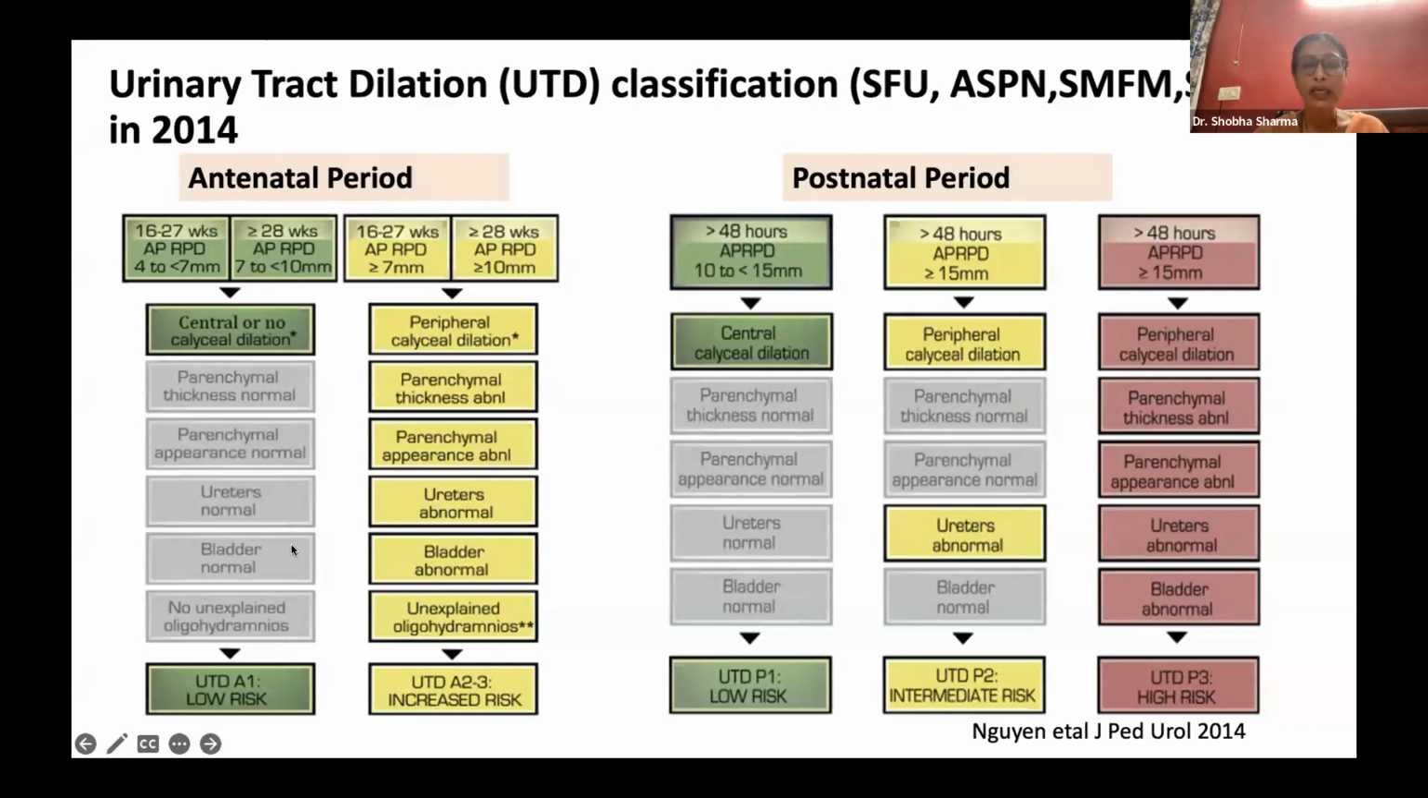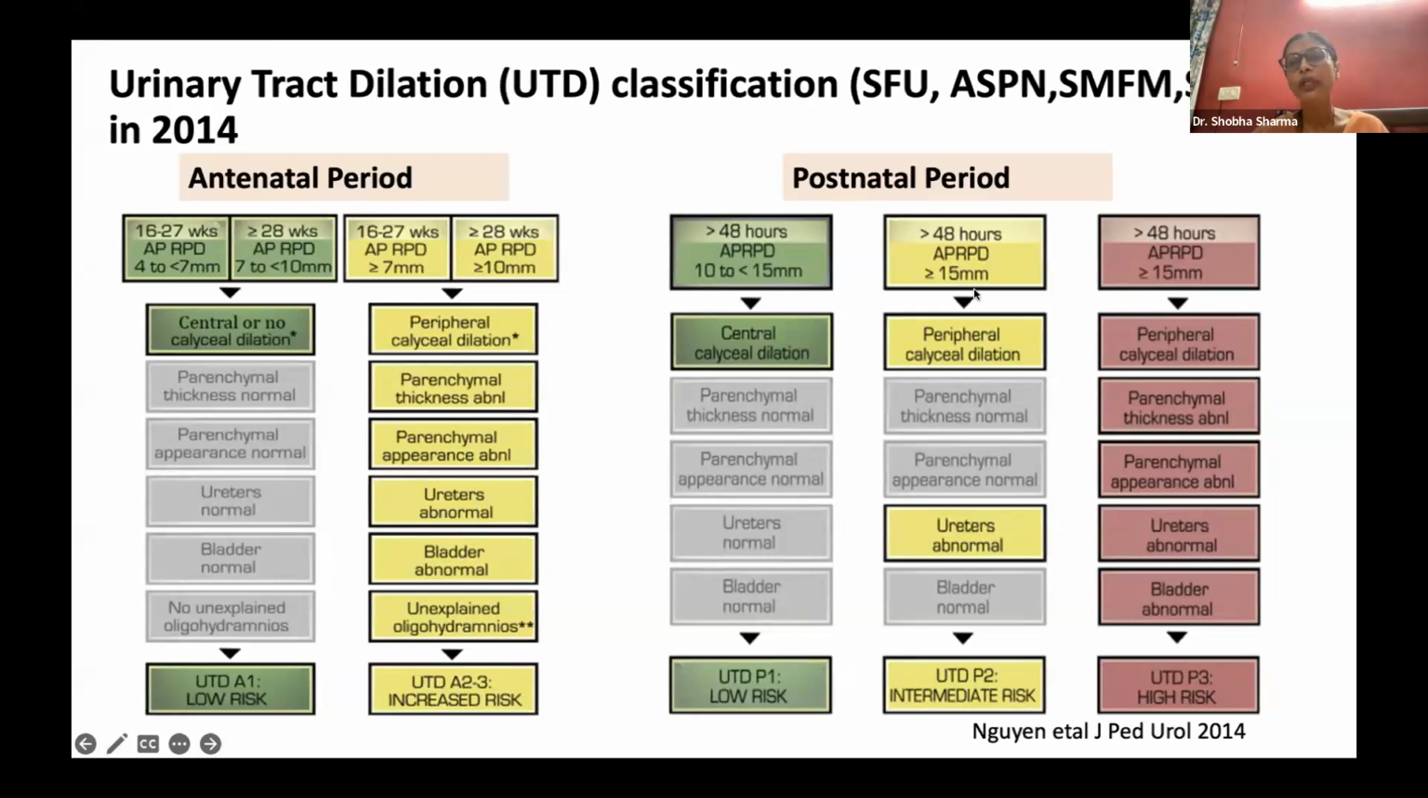If there is any additional finding besides this, so if there is APD which is more than 7 millimeter in second trimester or more than 10 millimeter, with any of the associated findings or independently, even if APD diameter is high, abnormal parenchymal thickness or appearance, or ureter abnormality, or unexplained oligohydramnios, it will automatically belong to the increased risk group of the antenatal classification.